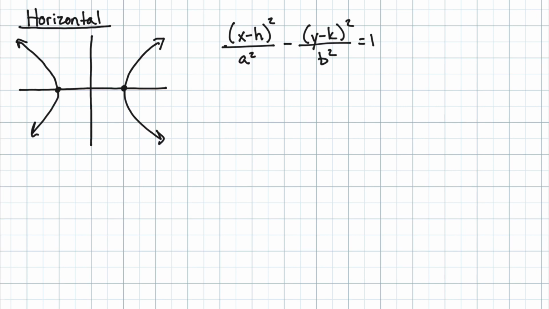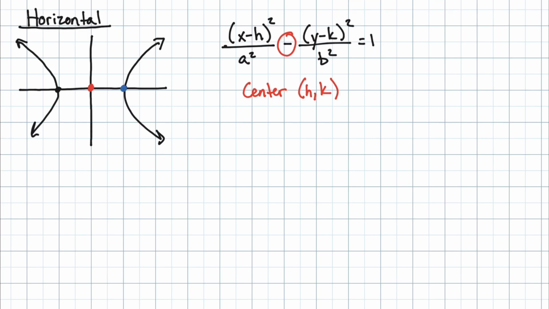Hey, does that look real familiar to you? I sure hope so, because that's the equation of an ellipse. Here's your difference. Bam! With hyperbolas, we are subtracting. With ellipses, we were adding. The center is still (h, k). That's nice. It's nice when some things stay consistent.